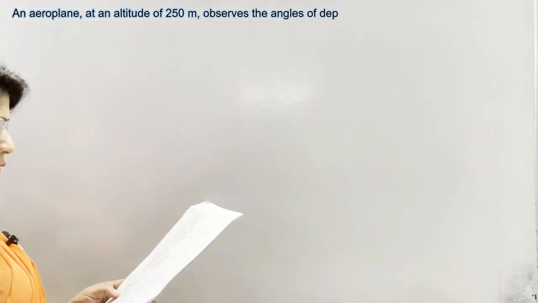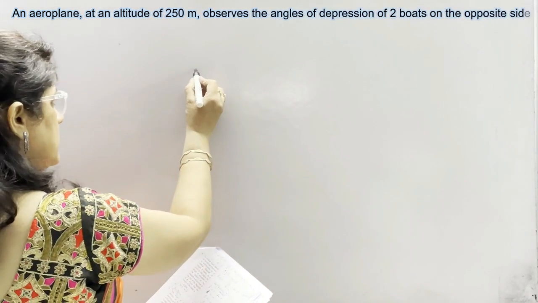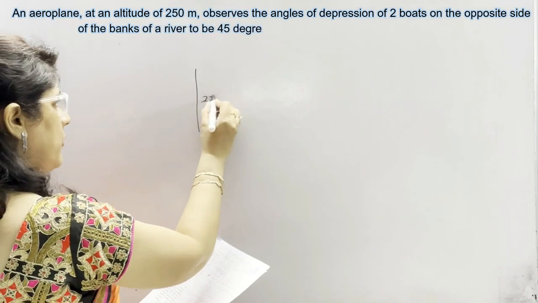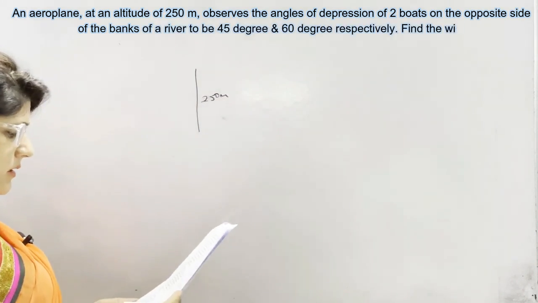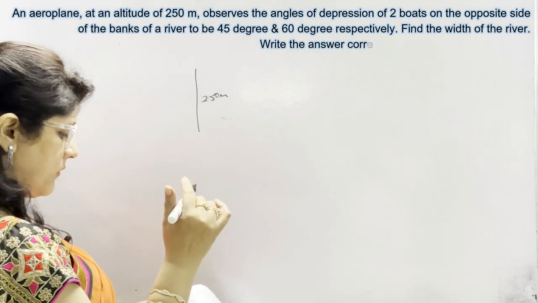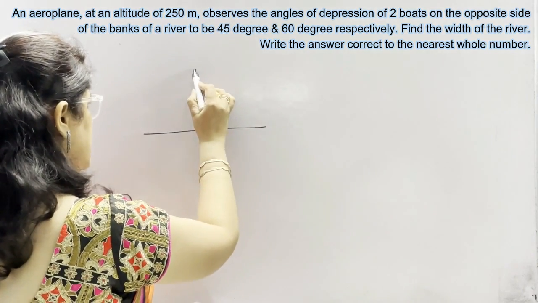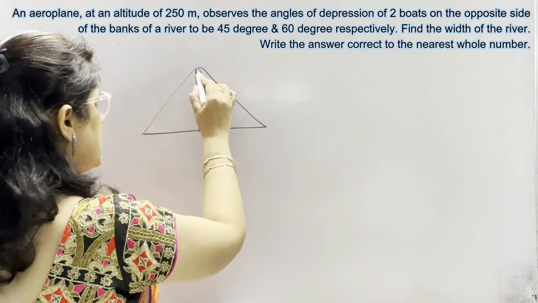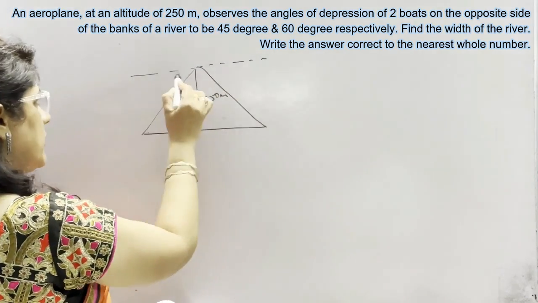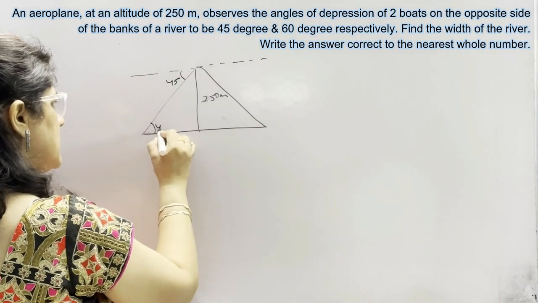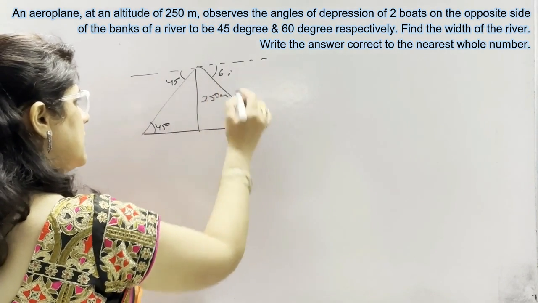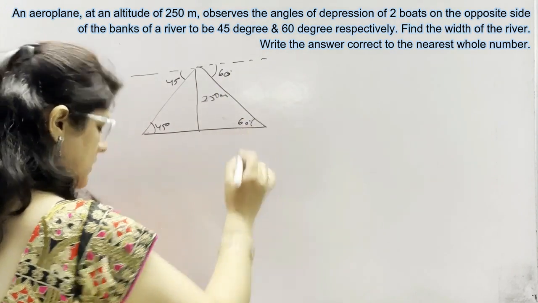In all these questions, the angles are on the same side of the tower or pillar. In the next question, an aeroplane at an altitude of 250 meter observes the angle of depression of two boats on the opposite sides of the bank of the river. So here is the aeroplane at a height of 250 meter, and the angles of depression are 45 degree and 60 degree respectively. On one side it is 45 degree, on the other side it is 60 degree. If this is 45, then this is 45. If this is 60, then this one is 60.